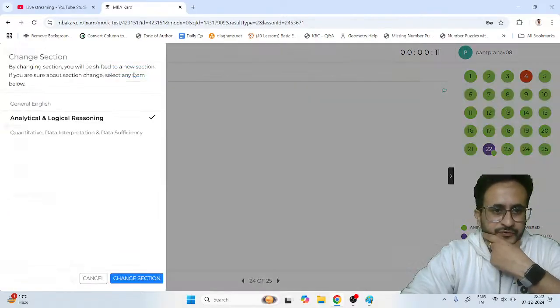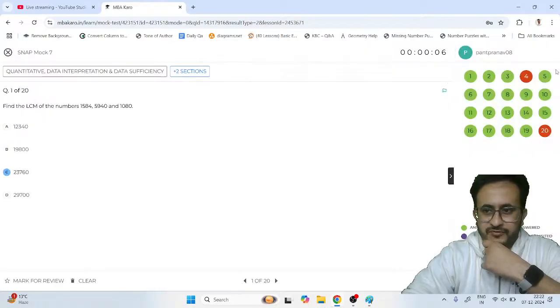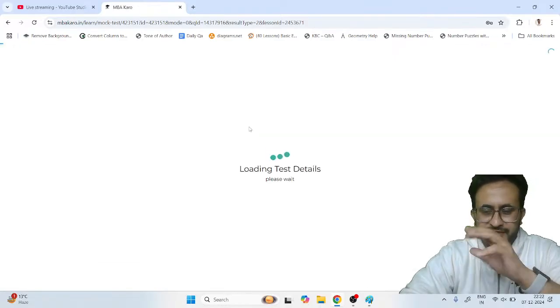Okay, about to finish. Let's see if something works out in this section. The fourth one was a very long one. Okay, so this is worth skipping.